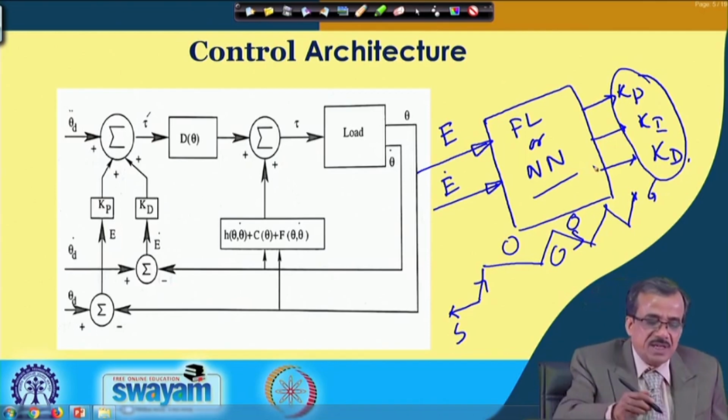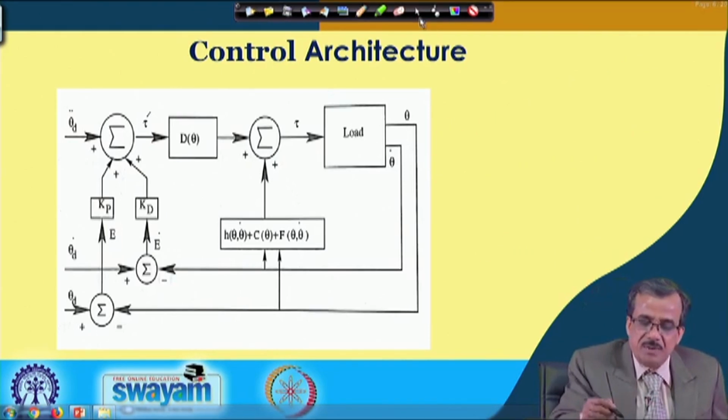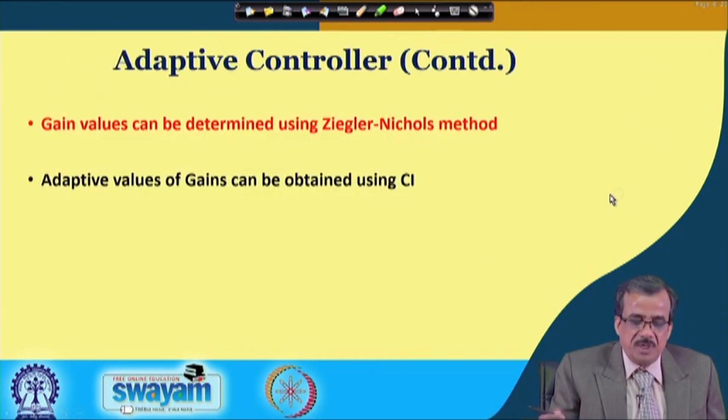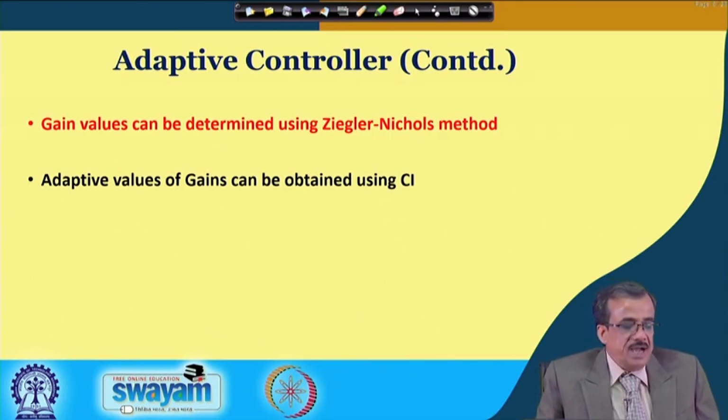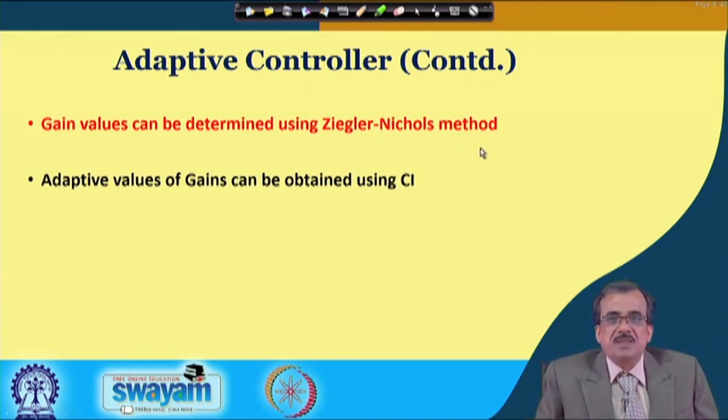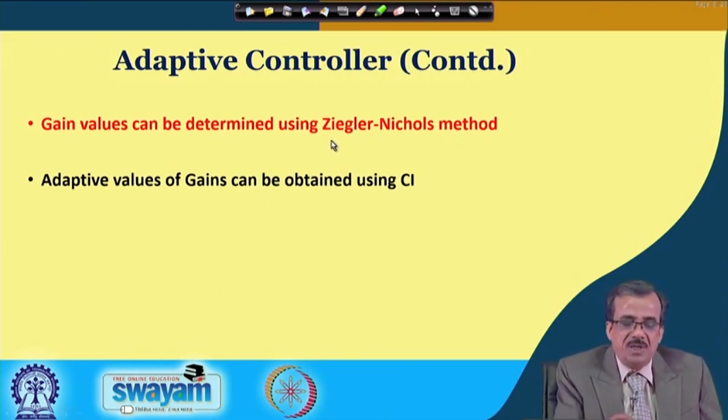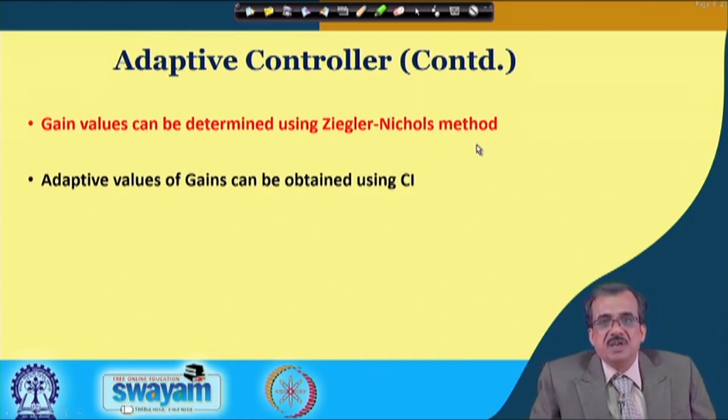Now, this is the way we can design and develop the adaptive controller for this particular motor, and that is the purpose. And the traditional method I have already discussed, that is the Ziegler-Nichols method, but here we will be getting only a set of fixed values for the gain.